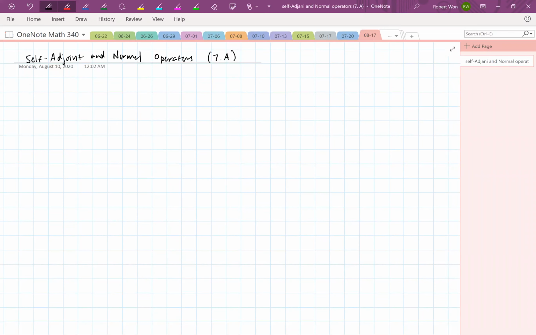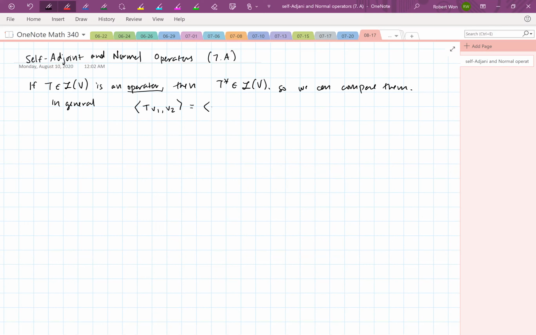Right, so if T is actually an operator, then T star is also an operator, so we can compare them. I'm being deliberately vague here. Of course, in general, the relationship between an operator and its adjoint is still the same. It's still the inner product of T v1 with v2, let's say v1, v2, to make it clear that everything is happening in V. In general, this is the most that you can say about an operator versus its adjoint, because this is just the definition of what it means to be the adjoint.